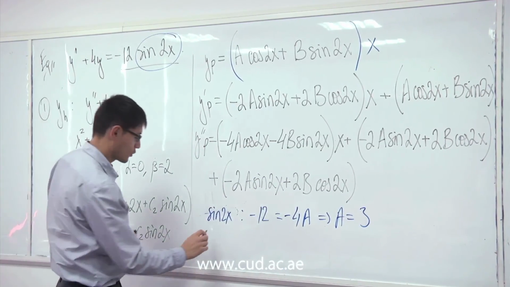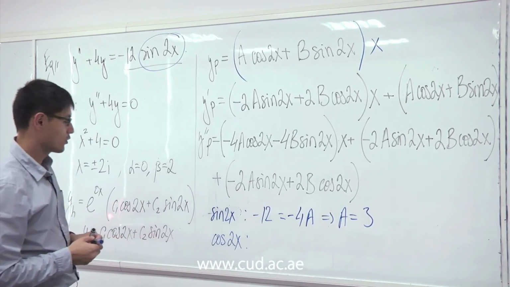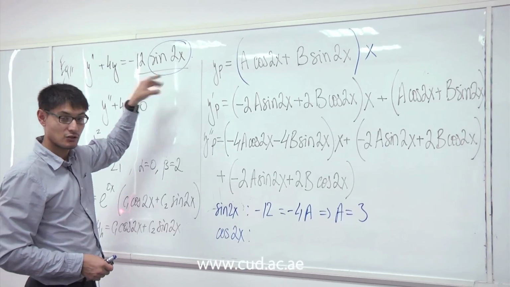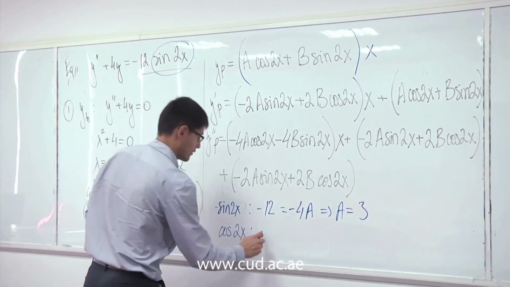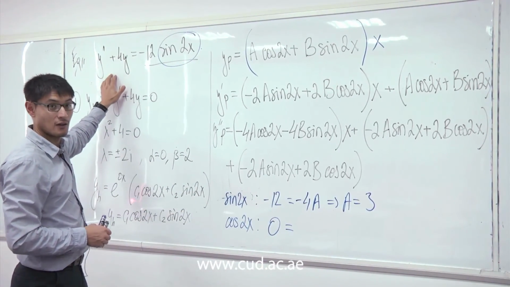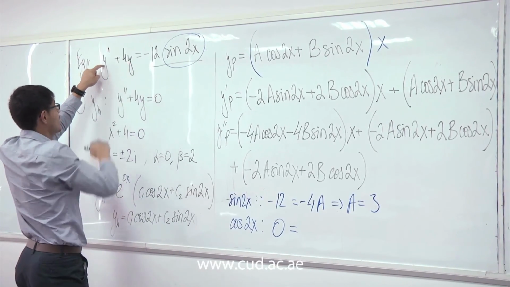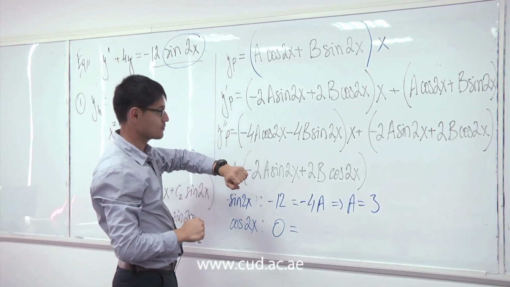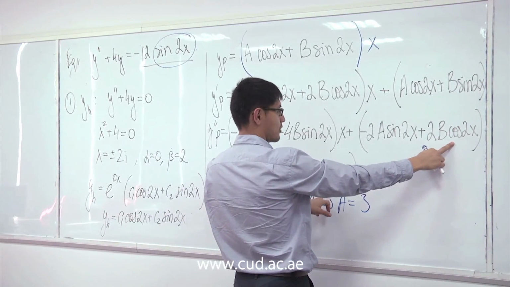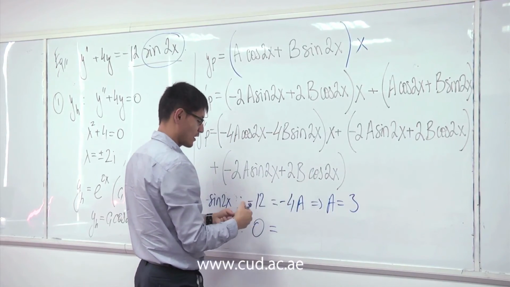Now let's do the same thing for cosine 2x. What's the coefficient of cosine 2x on the right-hand side? Well, there is no cosine 2x, so its coefficient is 0. And what's the coefficient of cos 2x on the left-hand side? Well, cos 2x will come from y double prime and y, right? So if I look at y double prime, I have 2 places with cos 2x. This is one place, and this is another place. And the coefficient here is 2b, and the coefficient here is also 2b. So that gives me 4b.